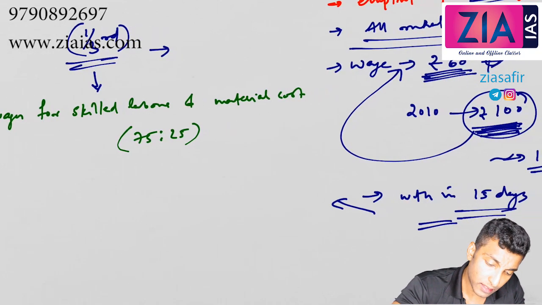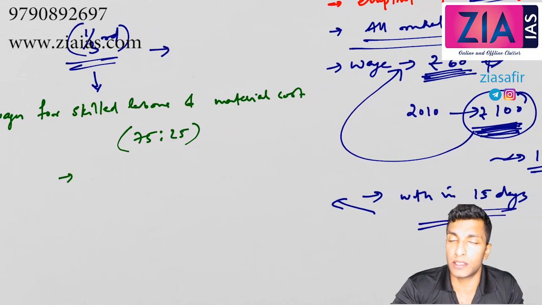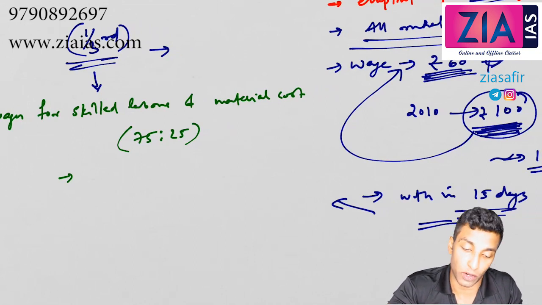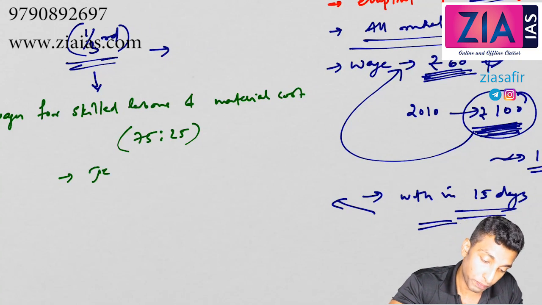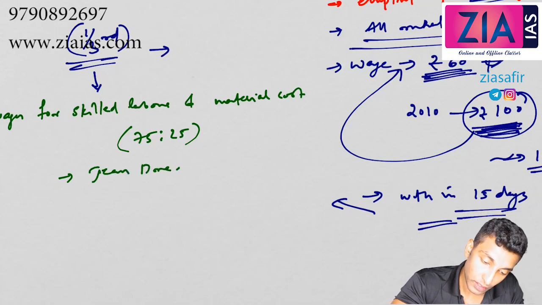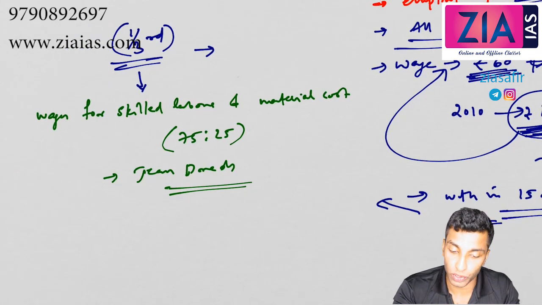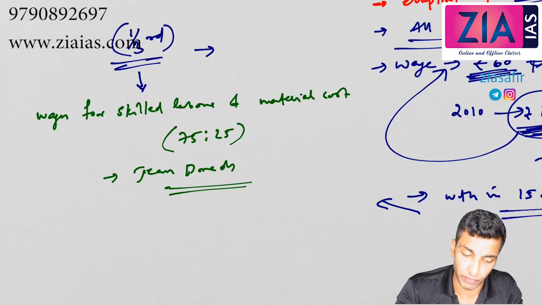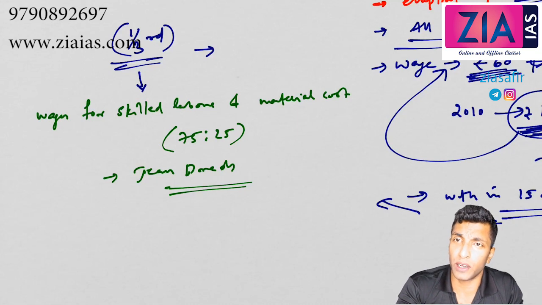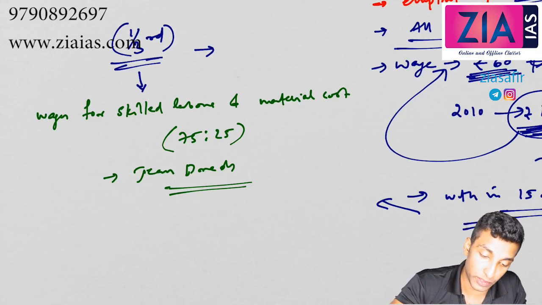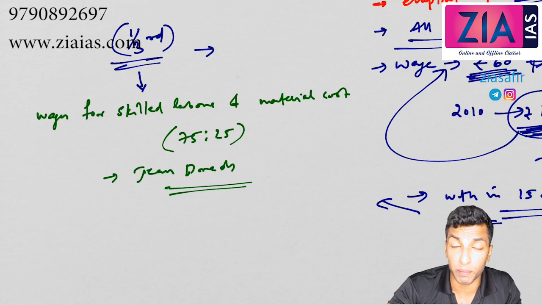Now, who prepared this scheme? This model was actually prepared by Jean Dreze. He belongs to the Delhi School of Economics. So I hope this is clear for all of you. We have discussed the most important features of MGNREGA, and you also need to have a look at the various features of MGNREGA so that you will not forget them and you will not miss any questions.